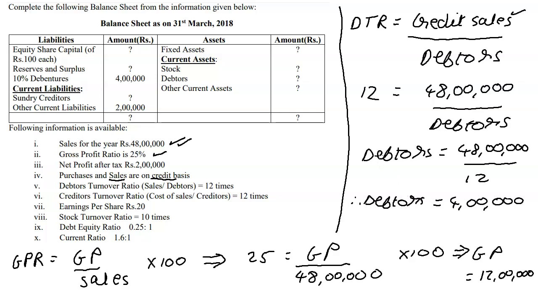And I'm going to be exploiting the software for your benefit, so it doesn't get confusing as we proceed in the sum. Okay, I've got debtors as 4 lakhs. I'm going to scribble that in over here. Debtors is 4 lakhs.